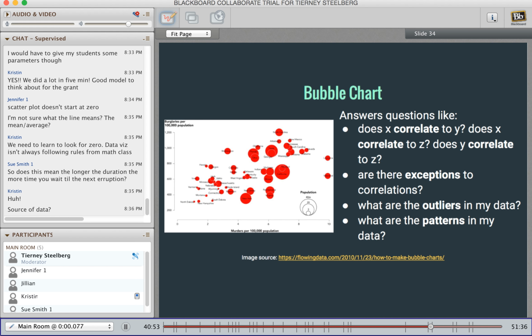A bubble chart answers questions like, does x correlate to y? Does x correlate to z? Does y correlate to z? Are there exceptions to correlations? What are the outliers in my data? What are the patterns in my data?